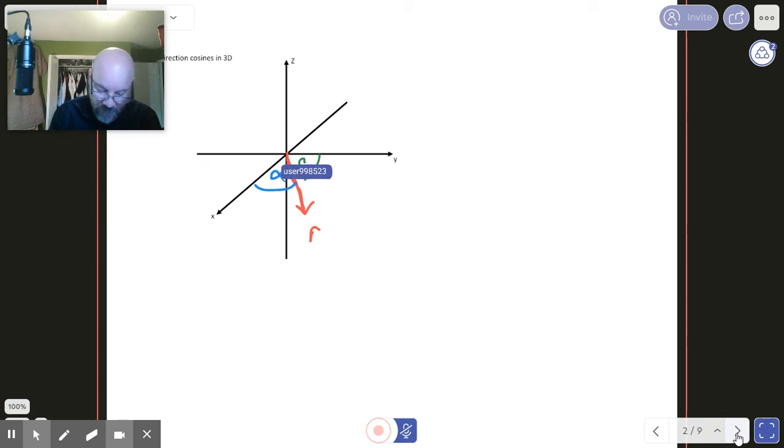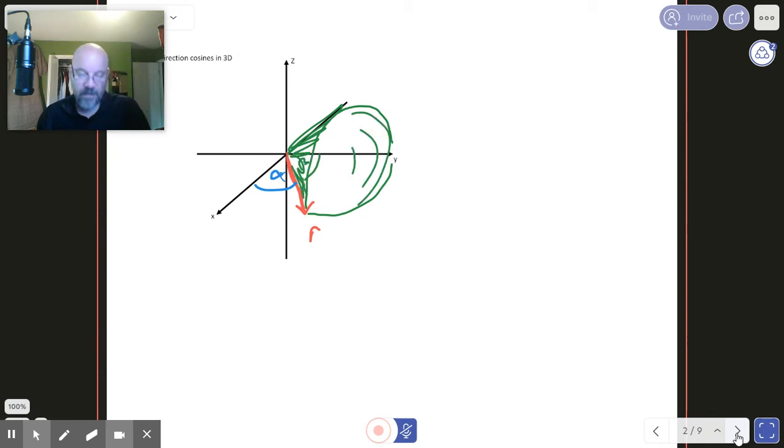Over here, this guy beta. What if all we knew was that our vector r was 60 degrees off of y? What if that's all we knew? Same sort of thing. We would have to have some kind of a cone like this. All right. And we know that our vector would be 60 degrees off of the y-axis, but we don't exactly know where it would be.